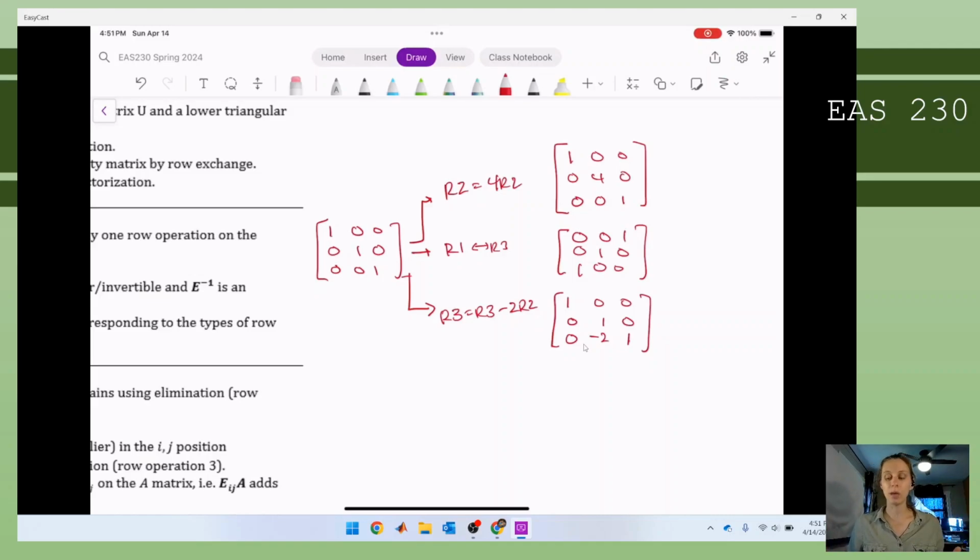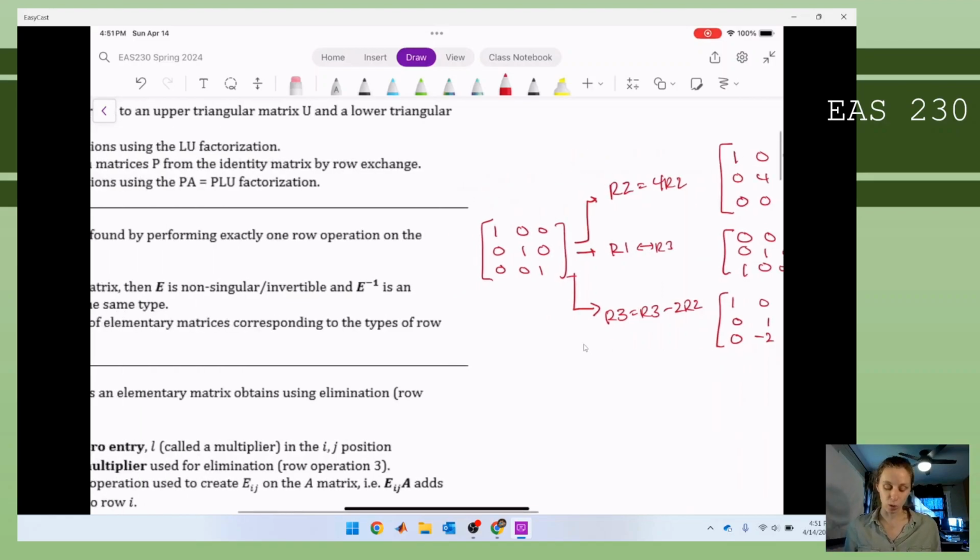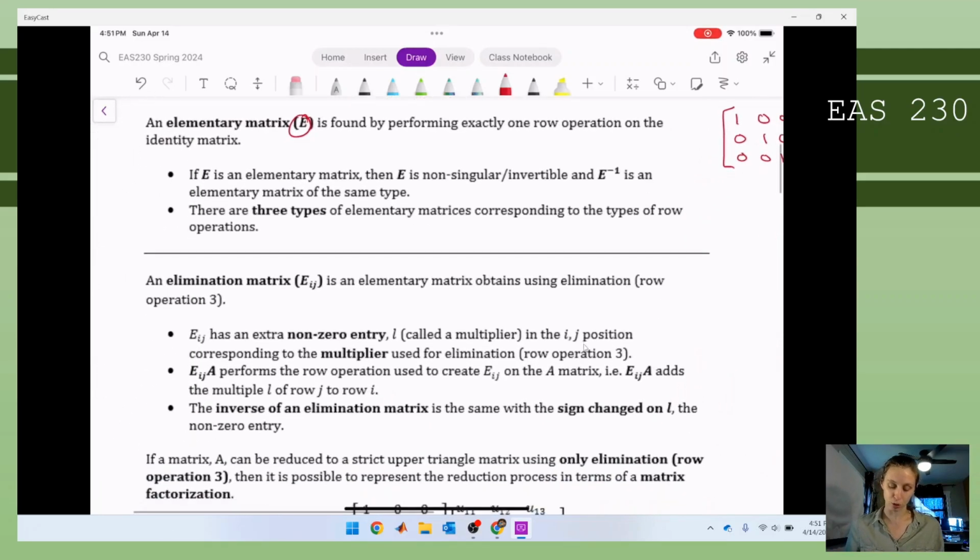but essentially we get these patterns where if we multiply a row by a constant, then that row is just multiplied equals that number. If I swap rows, then it's just the identity out of order. And if I do the elimination step, then I end up with what is called an elimination matrix. So an elimination matrix is an elementary matrix obtained using row operation 3.